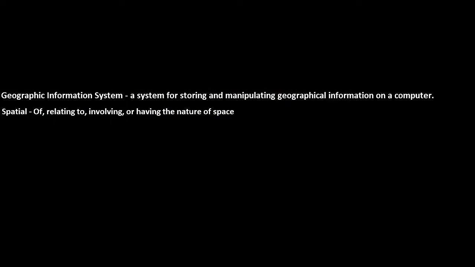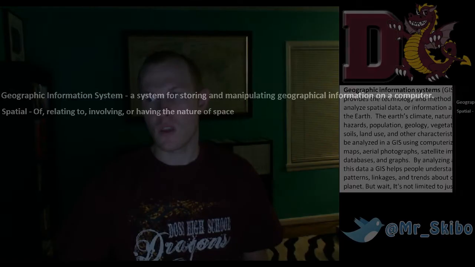Two key terms that I want you to know for the beginning are GIS, which is pretty much the short version, is a system for storing and manipulating geographical information on a computer, and spatial, which means of or relating to, involving or having the nature of space. So the world around us, pretty much, when we're talking about spatial, is everything around us.